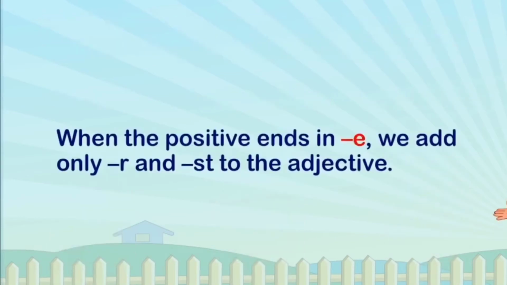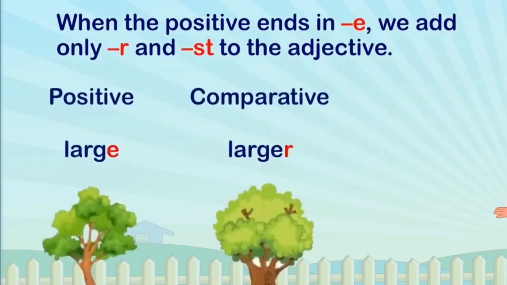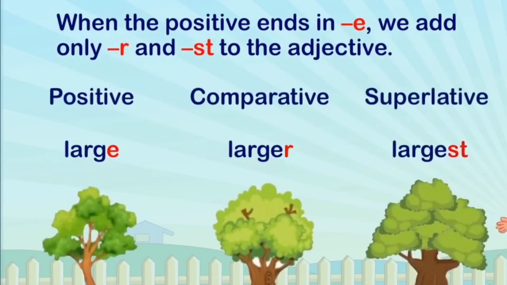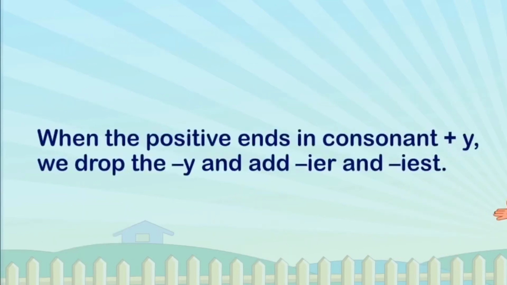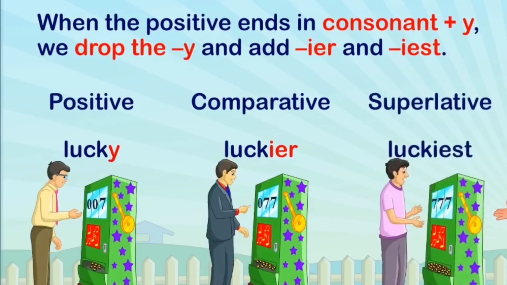When the positive ends in E, we add only R and EST to the adjective. For example, large, larger, largest. When the positive ends in consonant plus Y, we drop the Y and add IER and IEST. For example, lucky, luckier, luckiest.